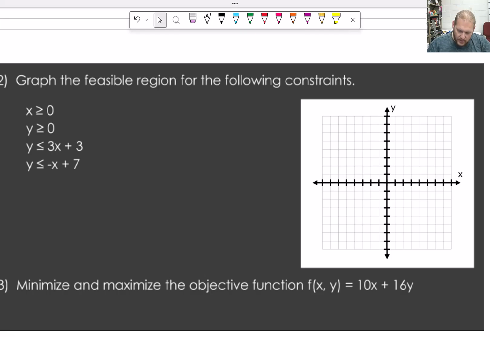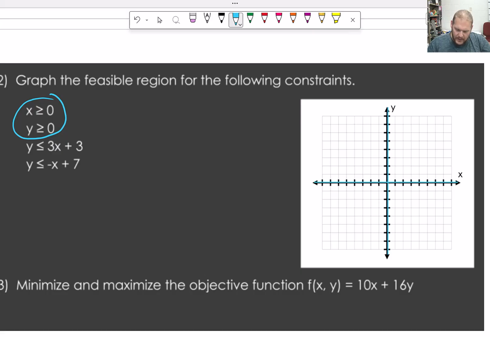Okay, so I want to go ahead and just start with our easy ones, right? These top 2 ones are just putting us in quadrant 1, right? X is greater than or equal to 0. That is just a vertical line at 0. Y is greater than or equal to 0 is just a horizontal line at 0. So that kind of puts us in quadrant 1 territory.